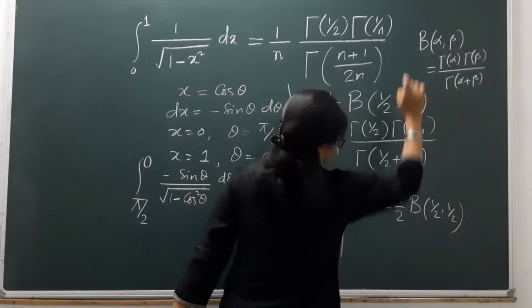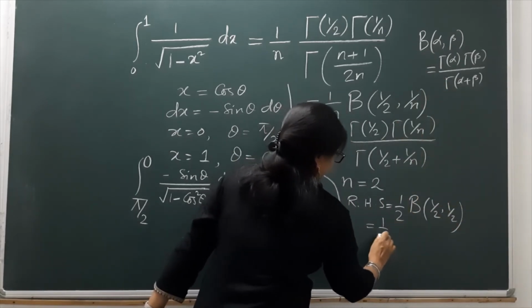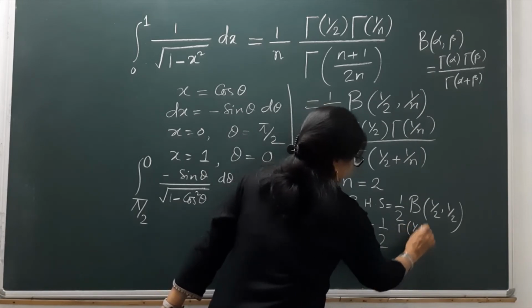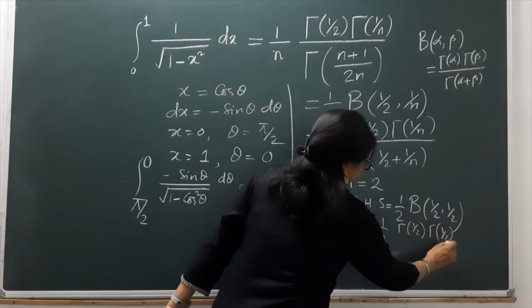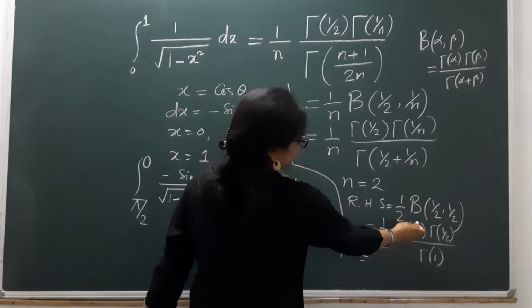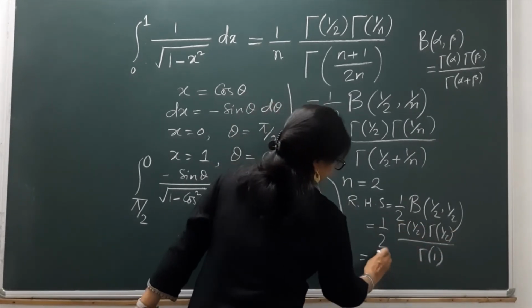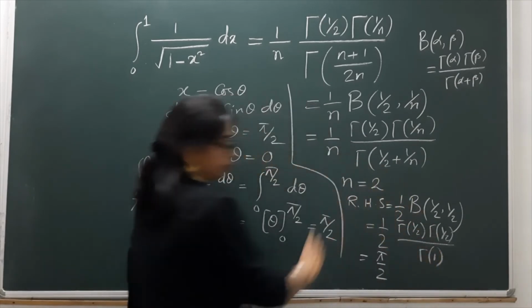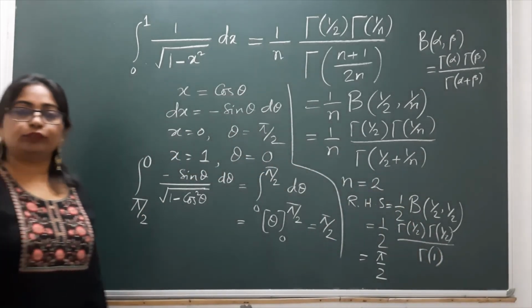Now if we apply this formula, then we will have gamma half by gamma 1. So gamma half we know root pi, so this is pi by 2, gamma 1 is 1. So hope all of you have understood.